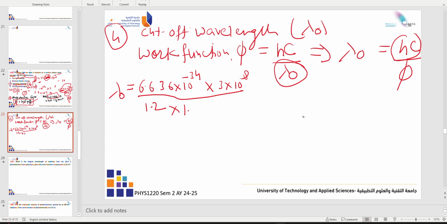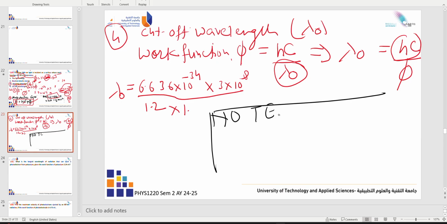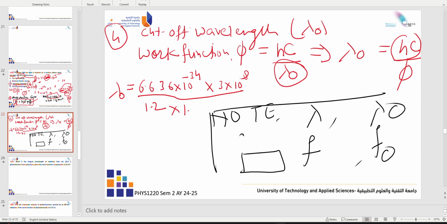See, in this chapter we are using two lambdas: one is lambda and the other is lambda naught. Similarly, we are using the frequency f and also f naught. They are not the same, they are different. When the light is coming onto the metal, lambda is the wavelength of the light, and frequency is the frequency of the light.